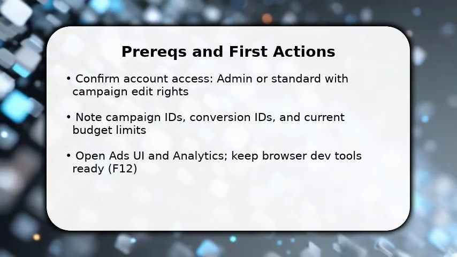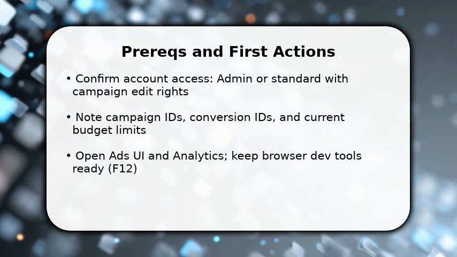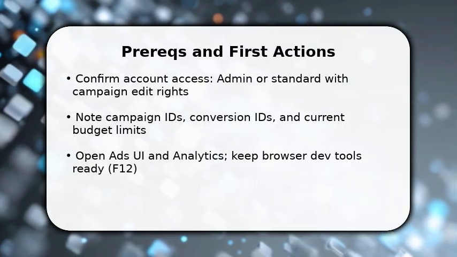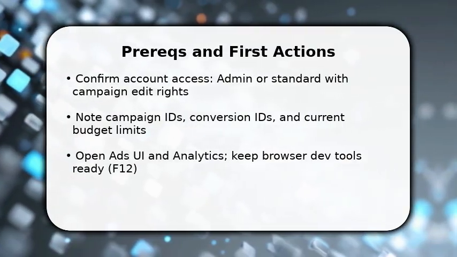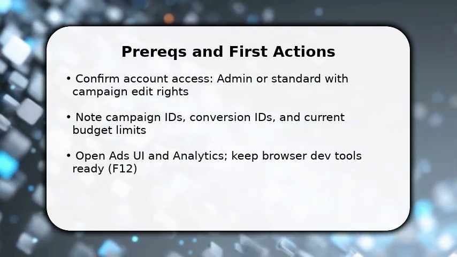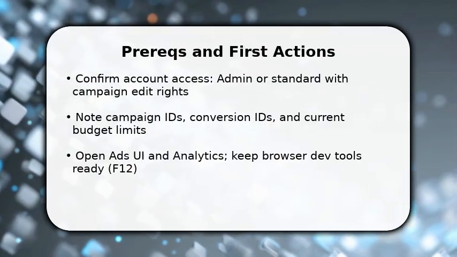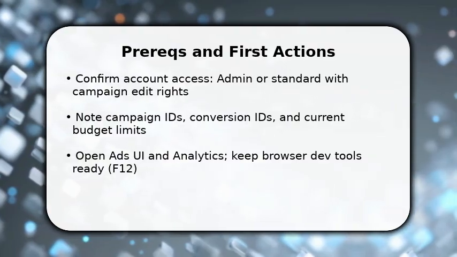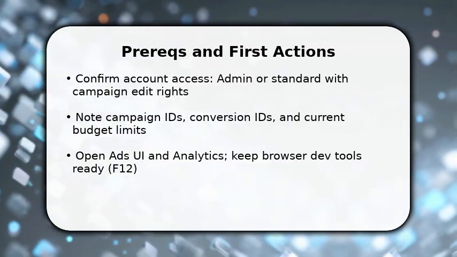You start by confirming prerequisites. Make sure you have admin or editor access and note campaign and conversion ID so you don't guess later. Once done, open Google Ads and Google Analytics side by side so data cross-checks are immediate. Next, check billing status and daily budget limits to avoid paused delivery. This prevents chasing phantom problems.